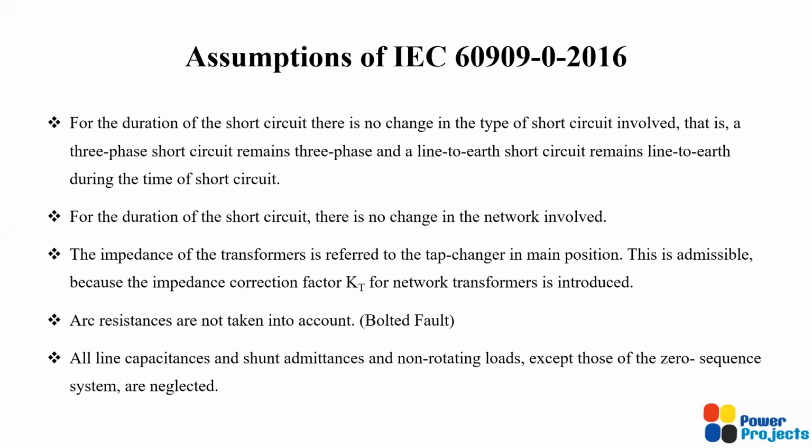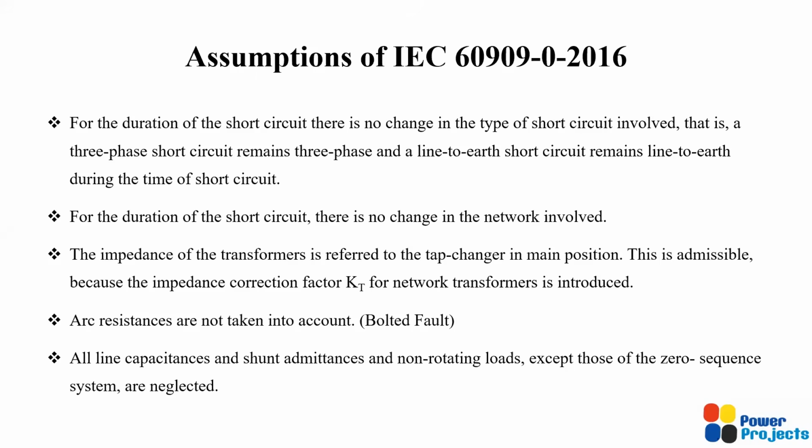So you need not use the impedance at other taps to find out the short circuit study if you use this correction factor KT and if you use the C factor. Okay. Then IEC 60909 assumes the faults are bolted faults. That means the fault is a dead short circuit and it doesn't have any arc resistance. That means there is no fault impedance or fault resistance considered for the faults. So that's the other assumption of IEC 60909.